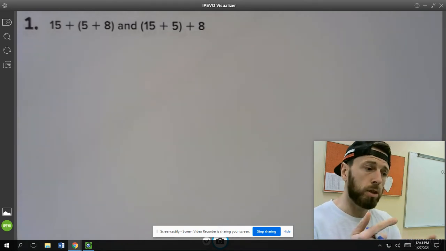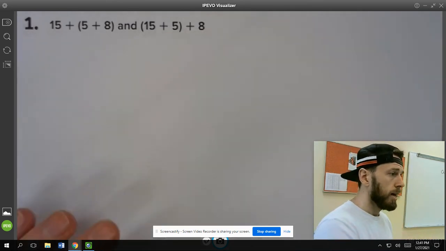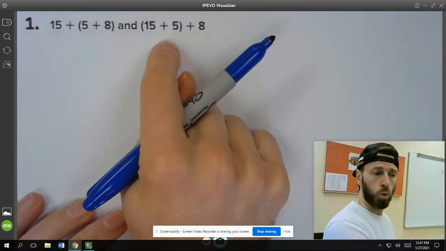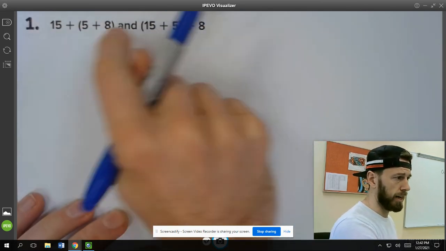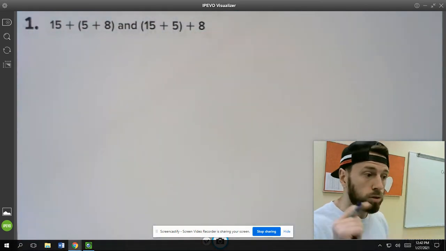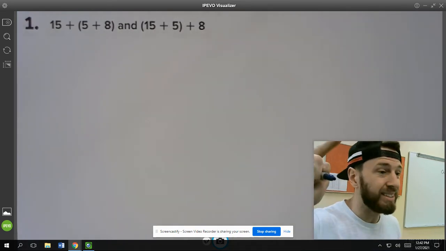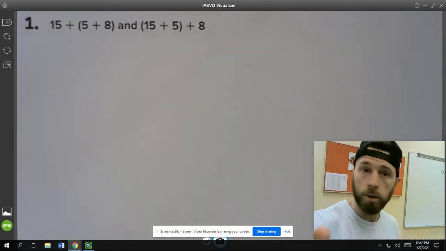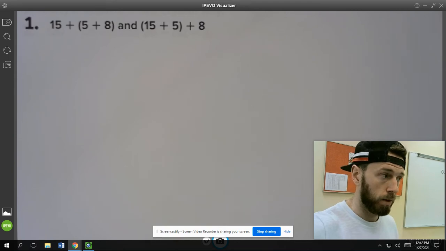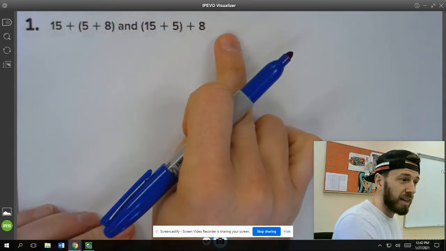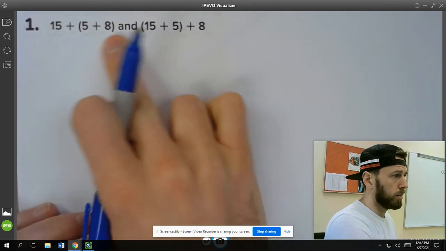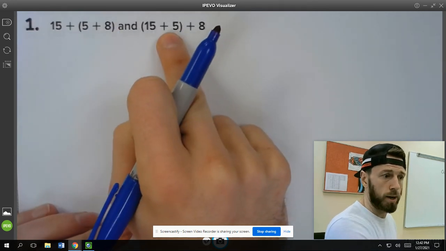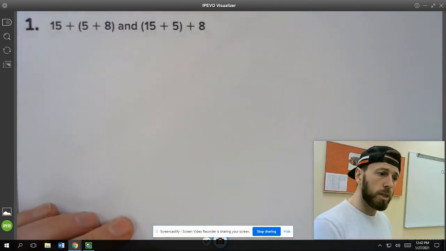Well, I've got 3 properties here: commutative, associative, and identity. If it was a commutative property, then these would change order. I've got 15, 5, 8. I've got 15, 5, 8. Those numbers did not change order, so therefore this is not the commutative property. No numbers commuted around. It also does not look like the identity property because we're not adding 0 or multiplying by 1 in any of these. So it must be the associative property.